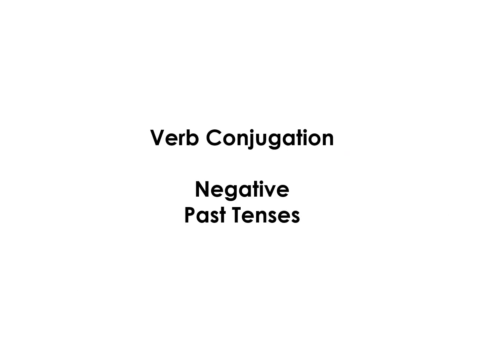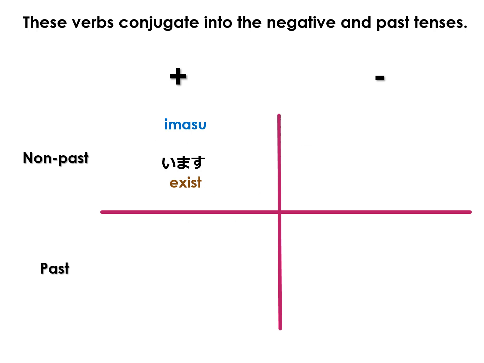The verbs imasu and arimasu conjugate into the negative and past tenses. Let's examine them. Let's look at imasu first. The negative for imasu is imasen, and it means not exist.